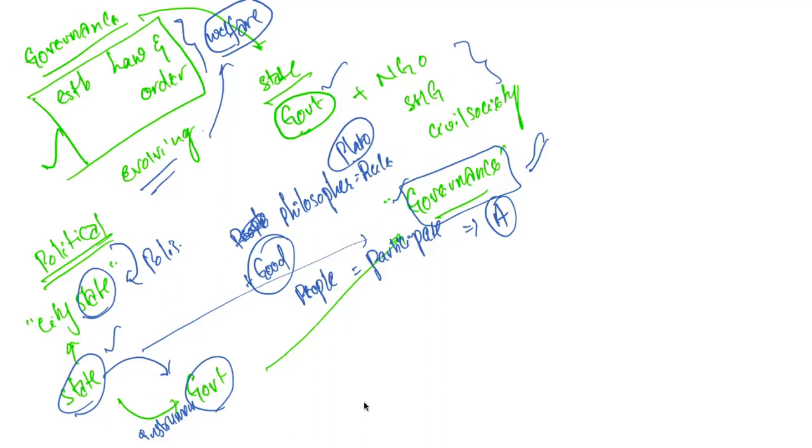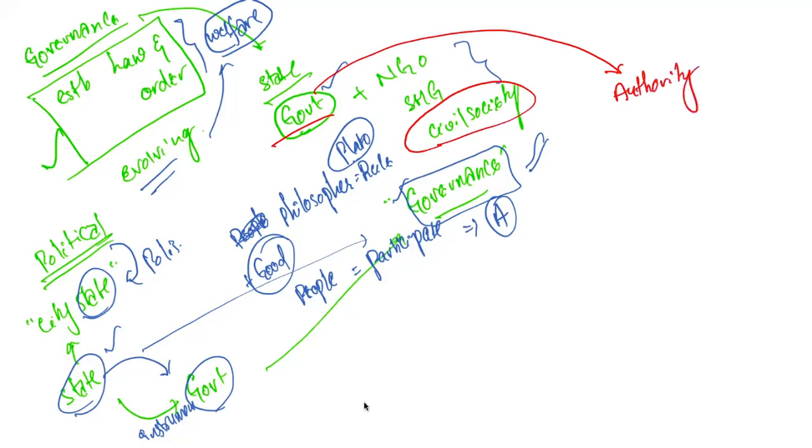Now, let's quickly deal with this. What is the difference between this organ called government and non-government, that is, civil societies? What is the difference between these two? The special attribute of government is authority. It has some authority, right?